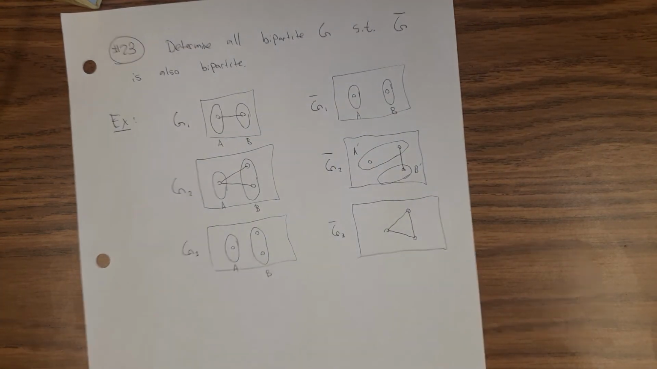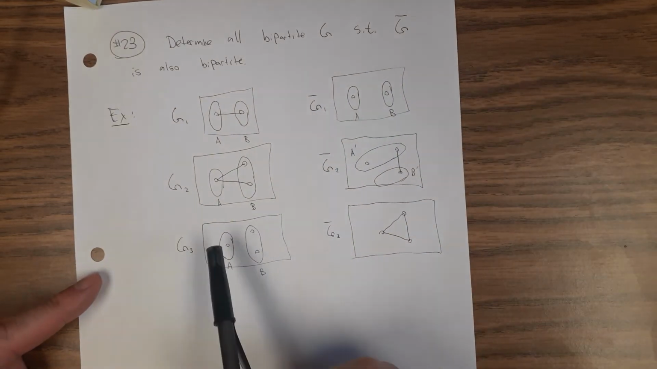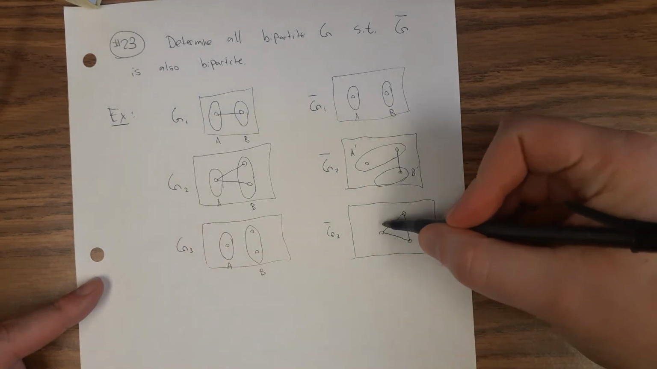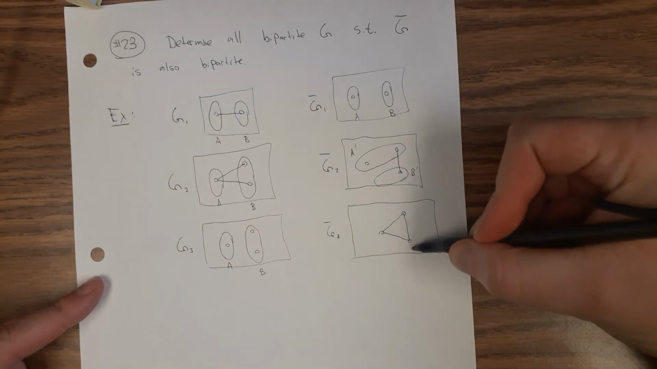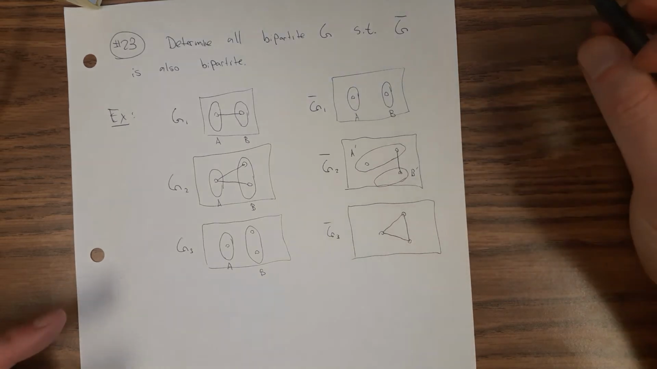Well, I can't just use the same partition that I used. I can't call this single vertex A and this pair of vertices B, because I would have this edge with both ends in B.